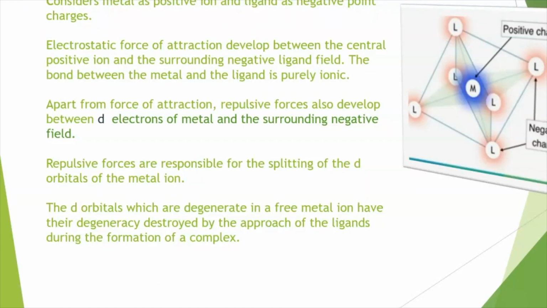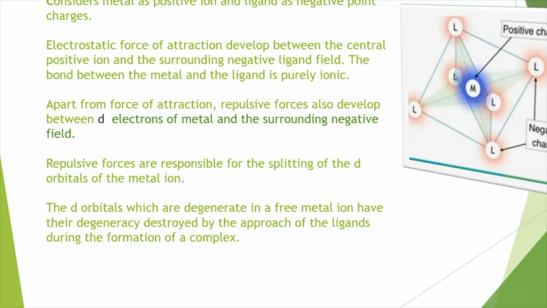Next are the assumptions of crystal field theory. First, this theory considers a complex as a combination of a central ion surrounded by other ions or molecules with electrical dipoles called ligands. That is, the ligands are treated as point charges or point dipoles.